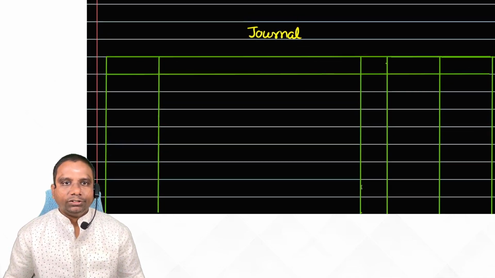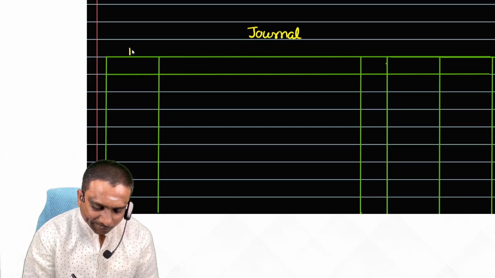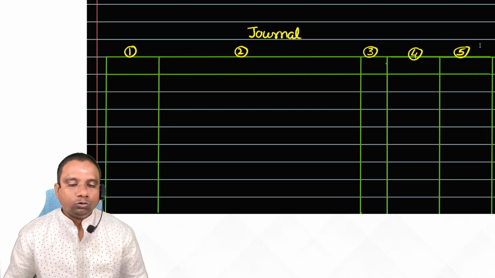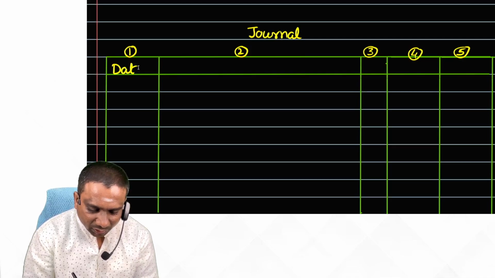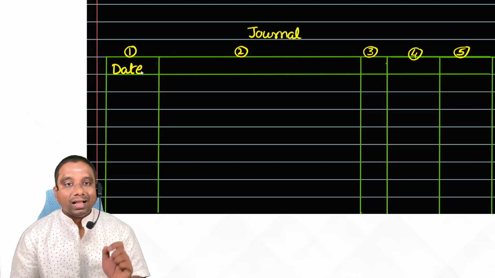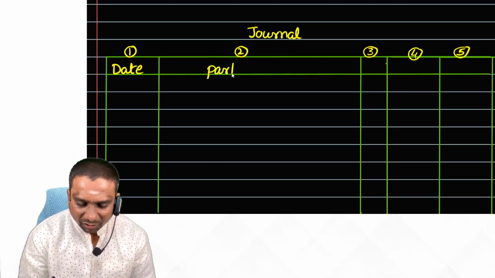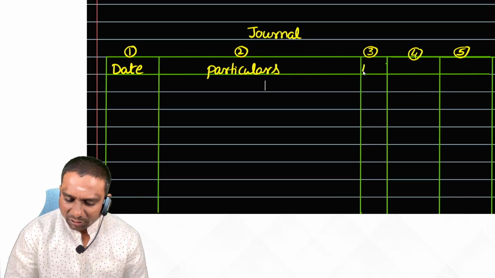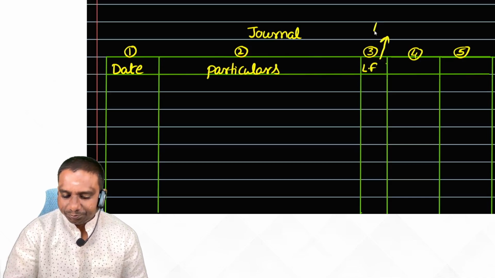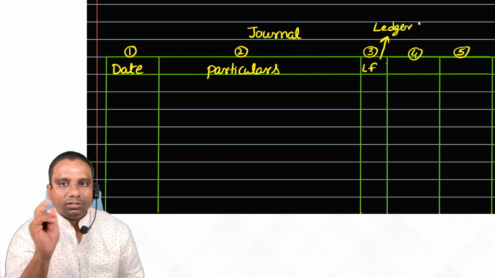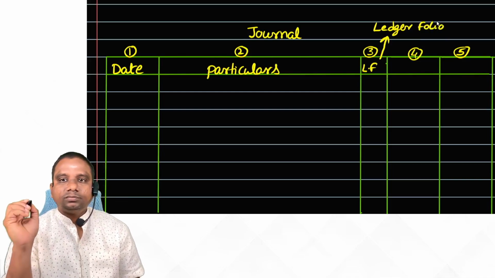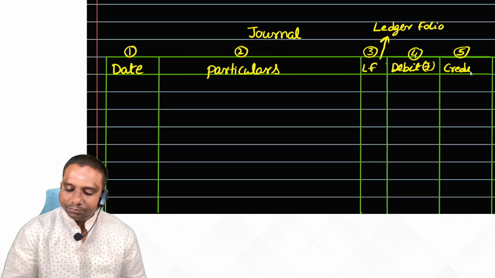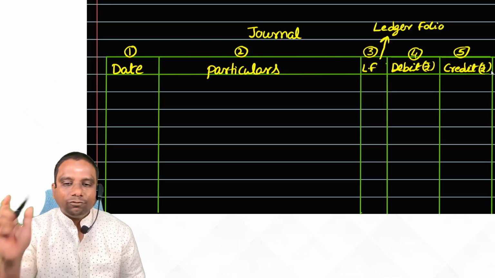Now look, these are the five columns, students. 1, 2, 3, 4, 5. These are the five columns we first have to draw. In the first column, we should mention the date of the transaction. On which date this transaction happened, that we need to write. In the second column, we write the particulars about the transaction, nothing but which account is debited, which account is credited. Next, here we write LF, meaning ledger folio. This I will discuss at the time of the ledger chapter, not now. Is it clear, students? Fourth one, we should write the debit amount. Next one, credit amount. Debit amount, credit amount. This is the format of the journal.